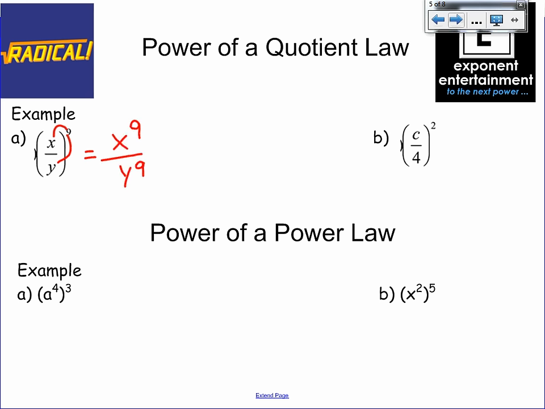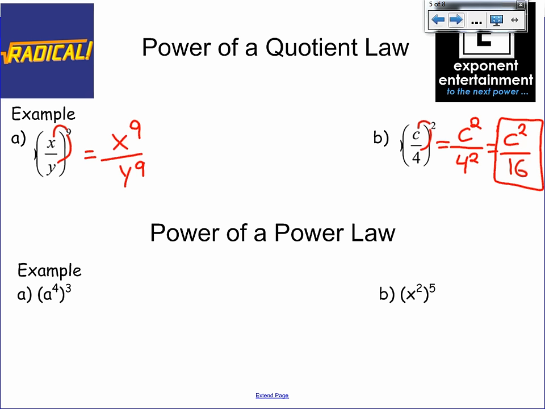Looking at part B, we do the same thing. That 2 goes to both places. And 4 squared can be simplified to be 16. When we have numbers that can be simplified, we always want to simplify them.